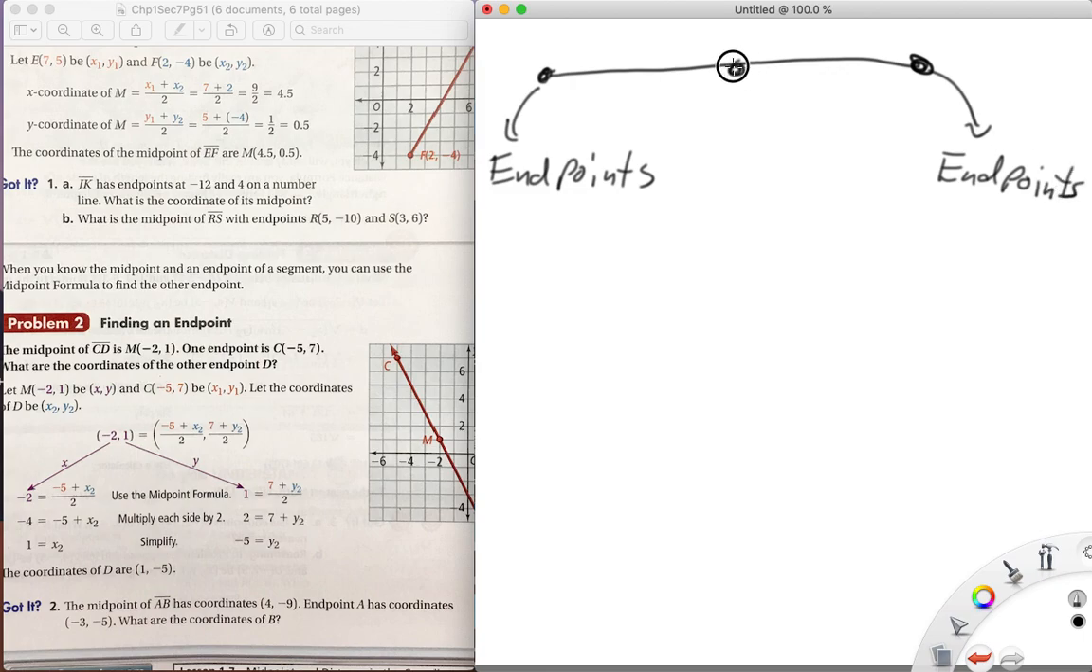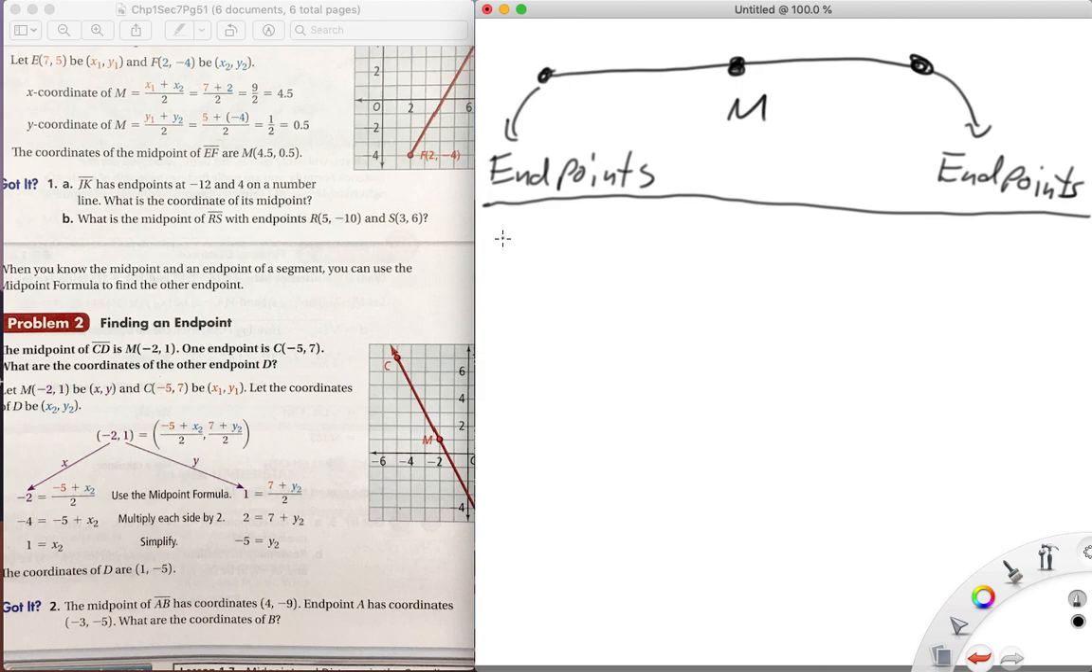And then the guy in the middle is the midpoint. Well, we've just, in the previous example, solved a problem where we were looking for the midpoint given the two endpoints. You can also solve for one of the endpoints given the midpoint. So when they give us the midpoint and they ask us to find the other endpoint, we still use this equation.